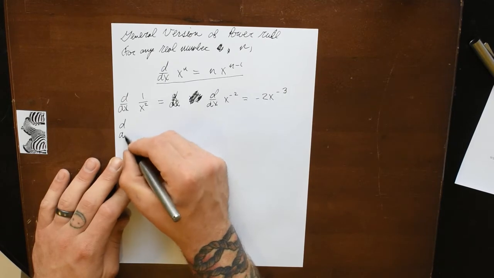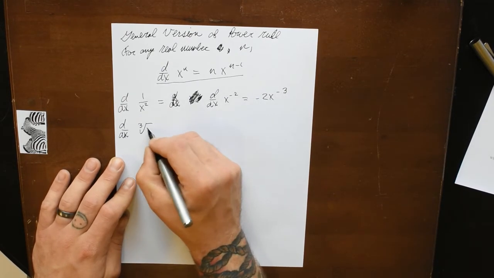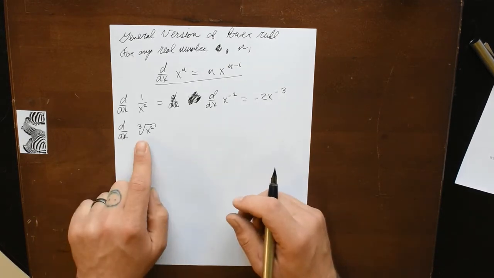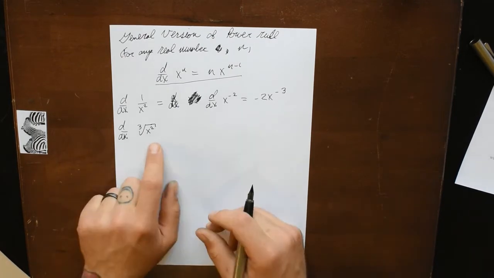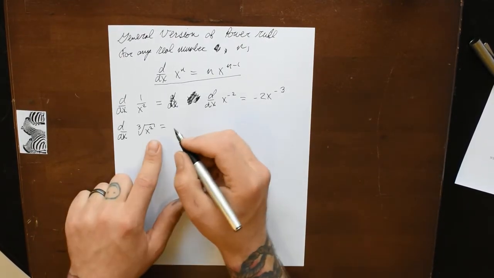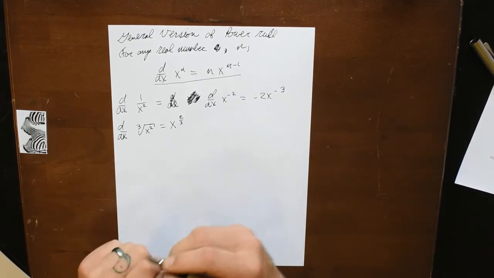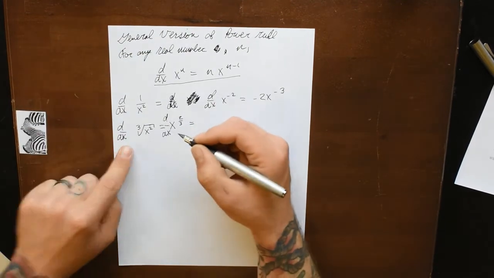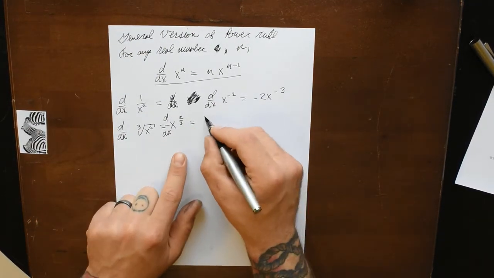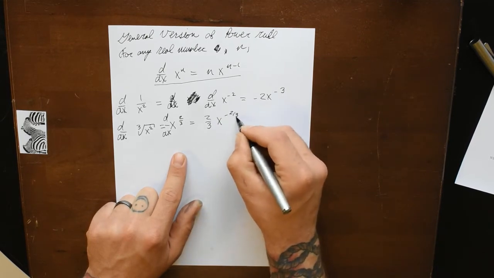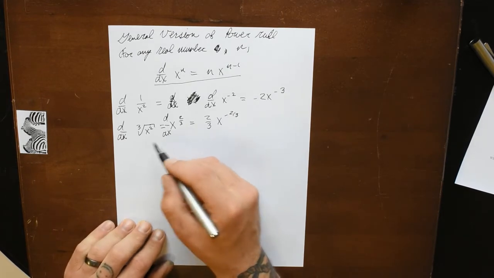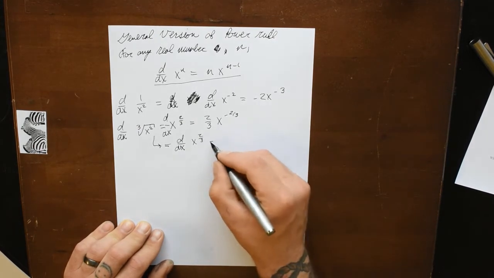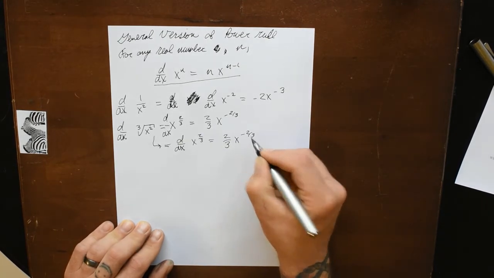Similarly, the derivative with regards to x of the cube root of x squared. Once again, write everything with just exponents. Don't have any roots, don't have any division. Contain all the information that you need in the exponent. So this is the same as x to the 2/3, which, applying our general version of the power rule, we need a d/dx, because the derivative of this is equal to the derivative of this, which is equal to 2/3 x to the negative 1/3.